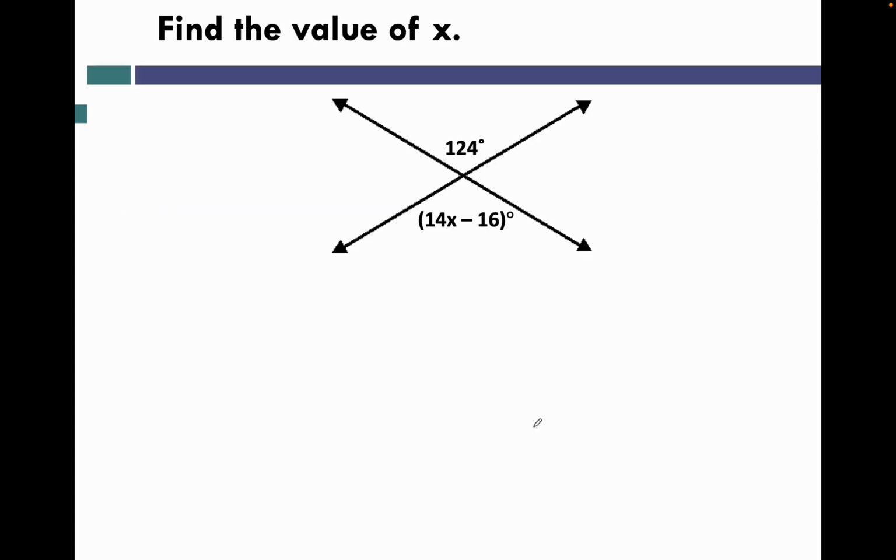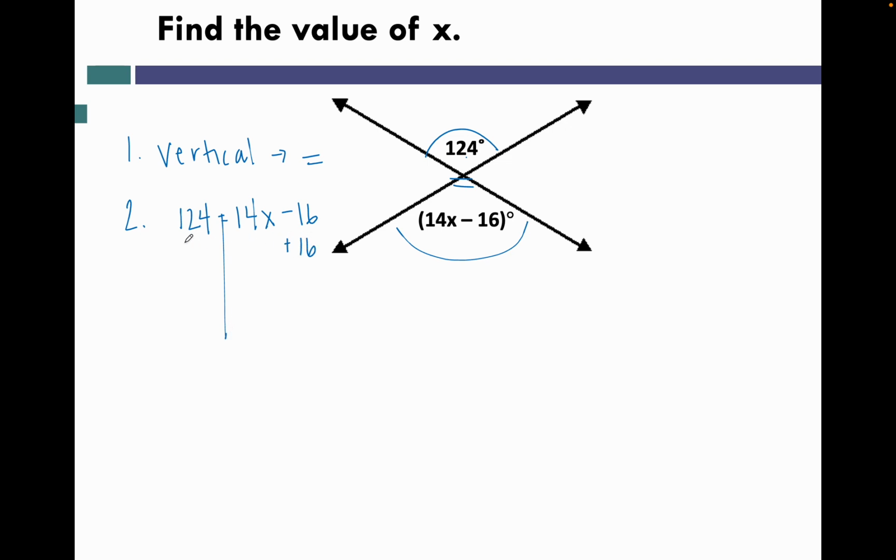Let's give another one a try. What is the relationship between this angle and this angle? These are vertical angles, which we learned a few days ago are equal to each other. So our equation for this problem is going to look just like the one we looked at a second ago. We're going to say if they are equal to each other in measurement, we're going to put an equal sign between the two expressions, 124 and 14x minus 16.